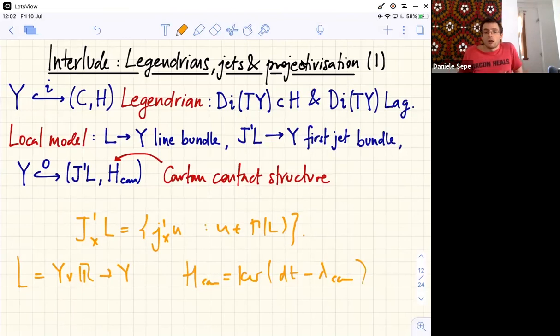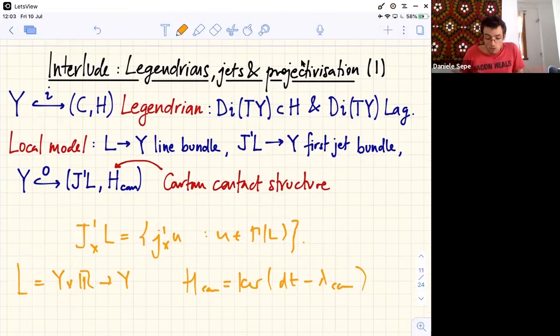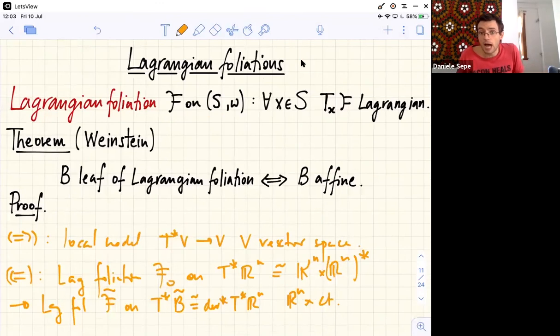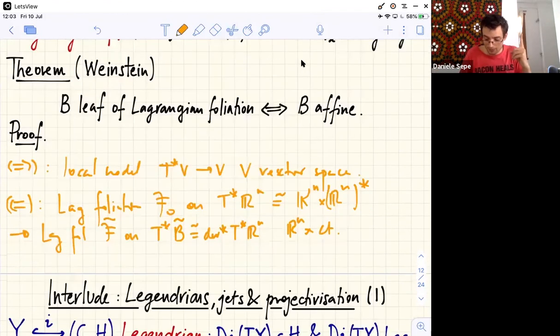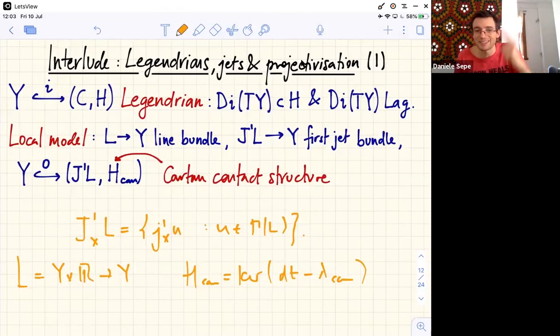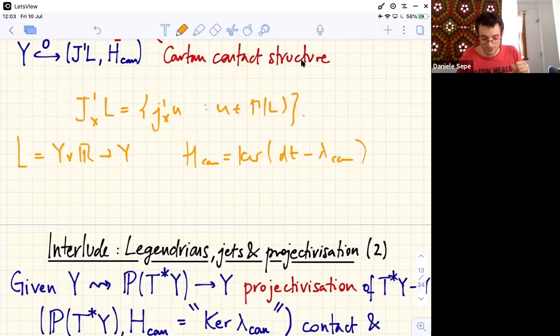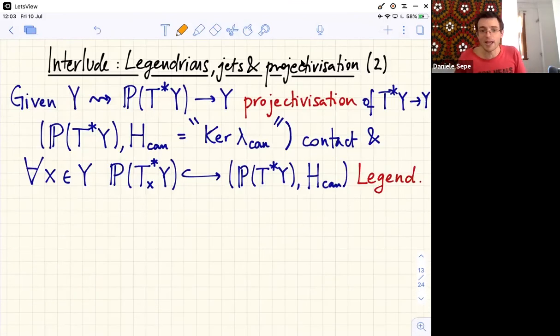So if I want to try and generalize this theorem by Weinstein, I have to look at some other model, because this model will not do. And this is where the last word in the title comes in, projectivization. So now there is a different way of constructing a contact manifold starting from any manifold. And it goes as follows.